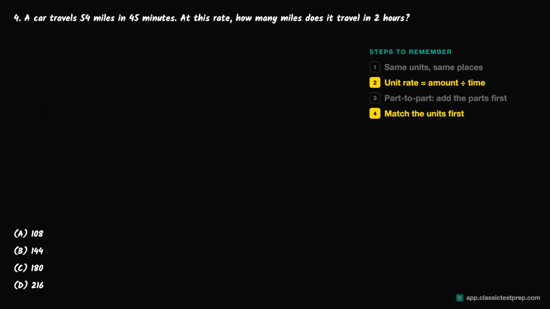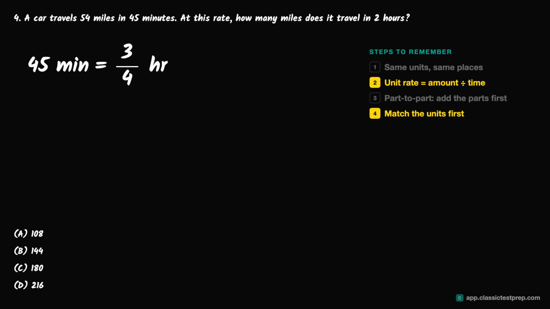Last one here, and yes, we have a classic car mile per hour problem. A car travels 54 miles in 45 minutes. So at this rate, how many miles does it travel in 2 hours? The tricky thing with this one is that it mixes minutes and hours. So first you got to match the units. We want to make sure the time units are the same. So 45 minutes is what to an hour? Well, it's 3/4 of an hour.